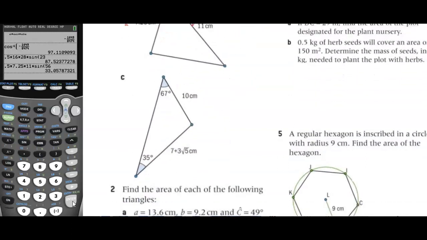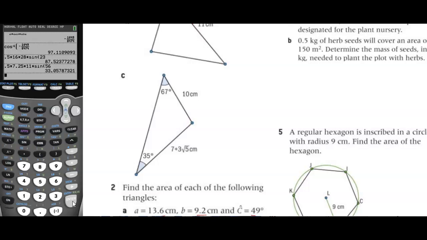Okay. Last one. Well, this was kind of intimidating. 7 plus 3 square root of 5. Now remember, in our class, don't be intimidated by radical signs. Just plug it in the calculator and get a decimal value to use, that's less intimidating. So we put exactly what's written there, and we find out that that's actually equal to 13.7. Okay, so now we have two sides, and we don't have the included angle.